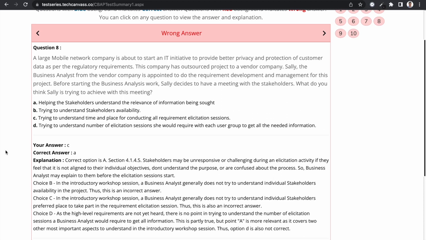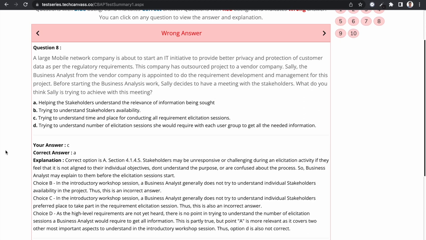And it says that a stakeholder may be unresponsive or challenging during an elicitation activity if they feel that it is not aligned to their individual objectives, don't understand the purpose, or are confused about the process. So Sally may have to explain to them before the elicitation session starts, and that's the correct answer. Why are options B, C, and D incorrect? Because option B says that she is trying to understand stakeholders' availability. But in the introductory workshop session, a BA generally does not try to understand individual stakeholders' availability in the project. And that is why it is an incorrect answer.